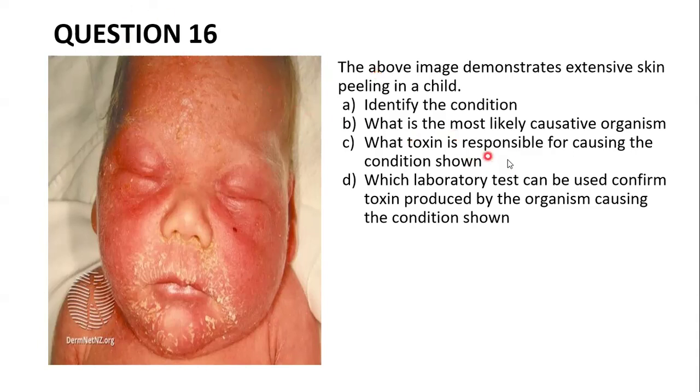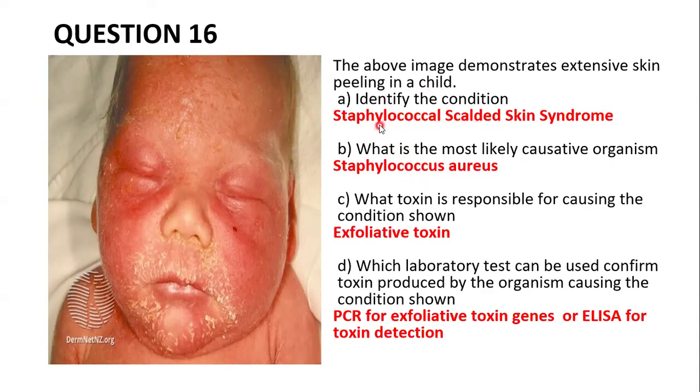Okay, then the lab tests. So lab tests for toxins, we mainly use ELISA. So let's see the answers. Staphylococcal scalded skin syndrome, Staphylococcus aureus, exfoliative toxin. We use PCR for the genes and ELISA for toxin detection. Okay. I hope this is clear.